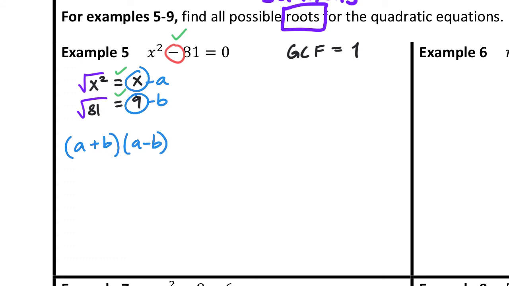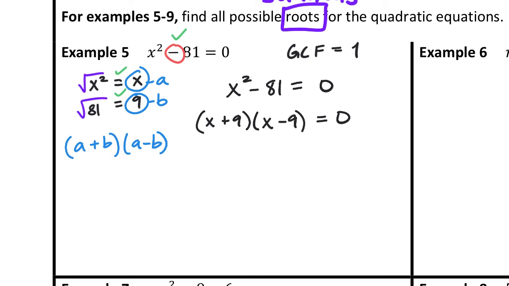So we're going to do that with, just going to rewrite it again. Over here, x squared minus 81 equals 0. Then we can write it as 2 parentheses, equals 0. And it's going to be x plus 9 and x minus 9. And then we would use the 0 property. And I'm going to use a different color here because I don't want to use the same colors.